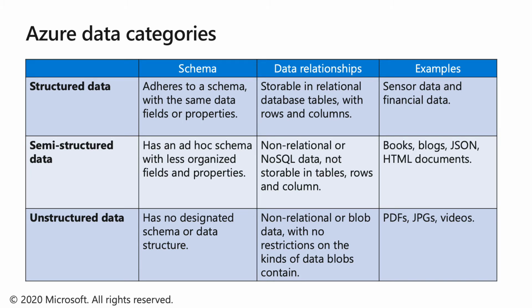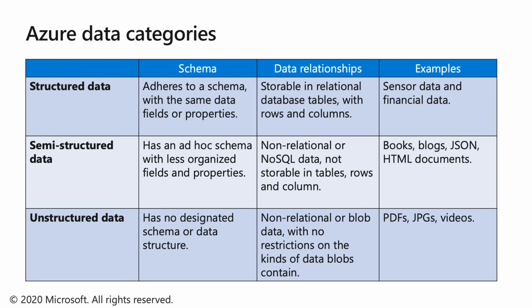So Azure data categories. We've got structured data, semi-structured data, and unstructured data. Now, structured data adheres to a general schema or structure or setup with the same data fields or properties. The relationships will be storable in relational database tables, so it'll be able to be stored in headings, rows, and columns. Examples might be sensor data and financial data. So on this date, at this minute, the price of this stock or share was this. It was previously this value. It's expected to go up to this value. That's got a nice structure.